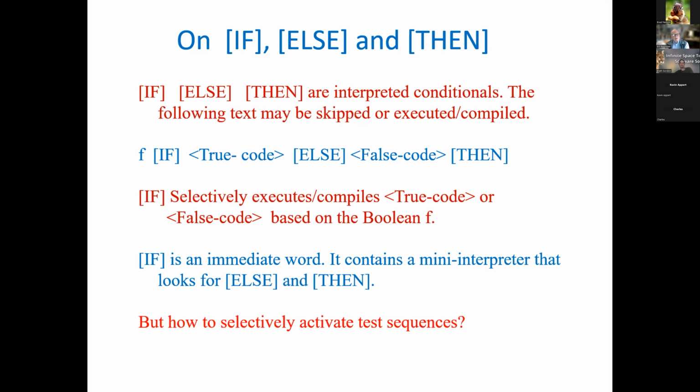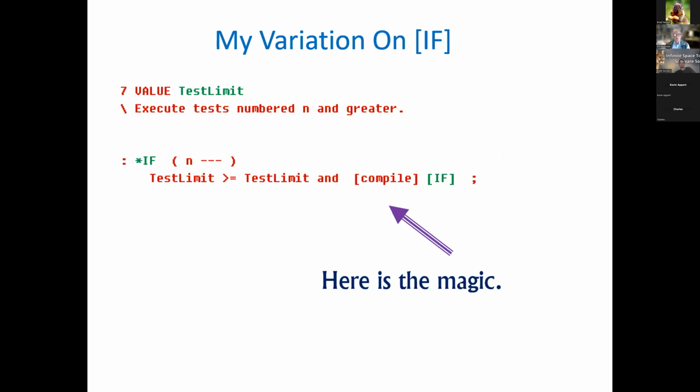So now, in applying the IF, how do we use this to selectively activate test sequences? Well, here is my variation on IF. Begin with a value called TEST-LIMIT. And in this case, I've assigned 7 to the value TEST-LIMIT. TEST-LIMIT can be anywhere from 0 on up. If TEST-LIMIT is 0, all test routines will execute. Otherwise, we can set TEST-LIMIT to a higher value, and it will selectively test later sequences.